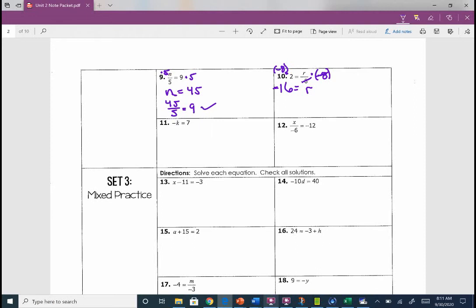And then make sure, guys, this is so awesome. I know we talked about this day one. You can check every answer. If you don't have room underneath, go over to the side of the box and check. When you check, you rewrite the original equation, but instead of putting the R, I substitute the value I got for it. So -16 divided by -8, yes, that equals 2. My equation is balanced.